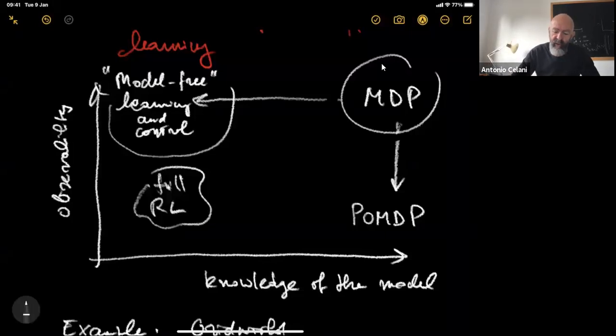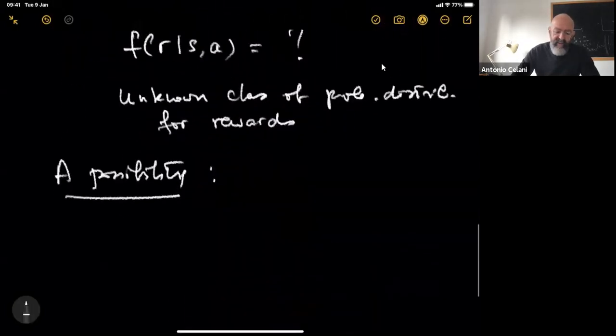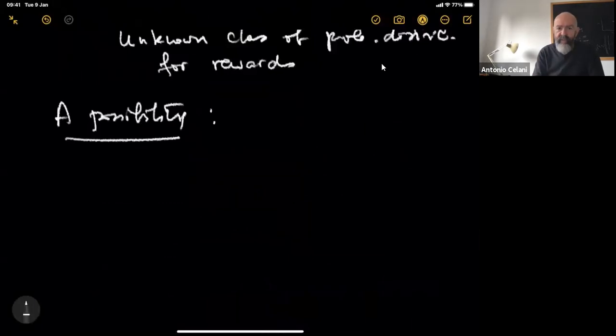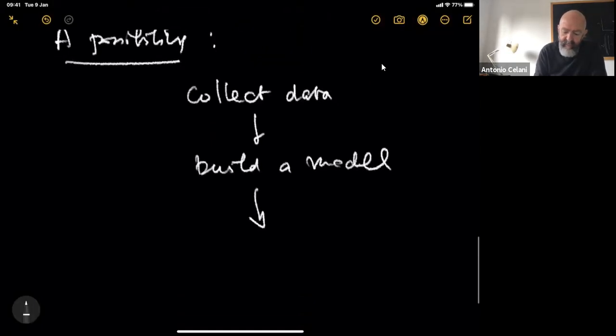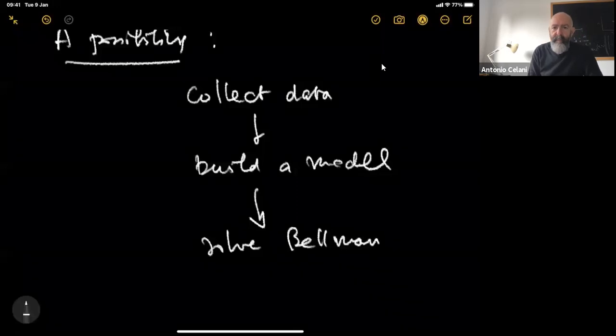So the flow of this conceptual attempt would be: collect data, build a model, solve Bellman. The idea is that if I collect data about my environment, I can construct an empirical model, and I can use this model to approximately solve the Bellman equation that comes from it. So how does it work in practice?